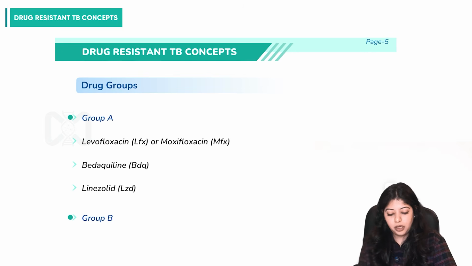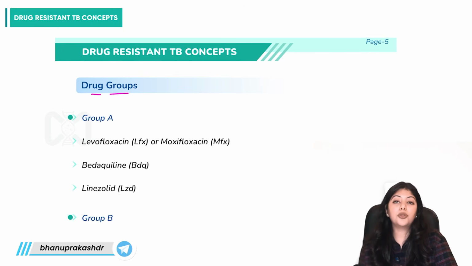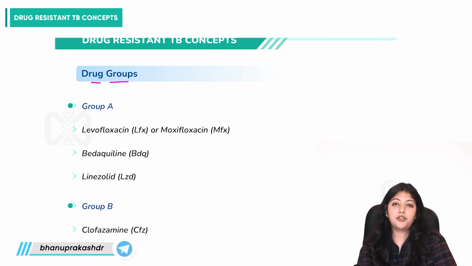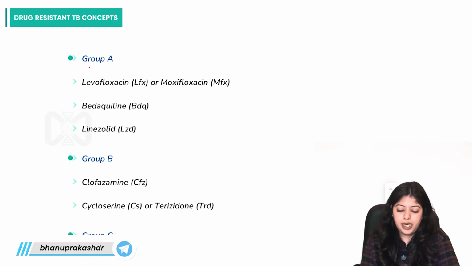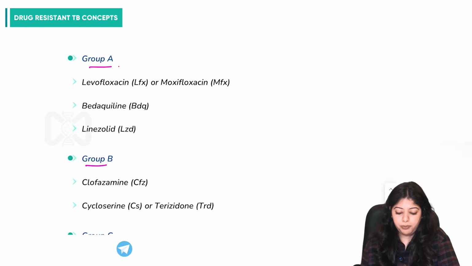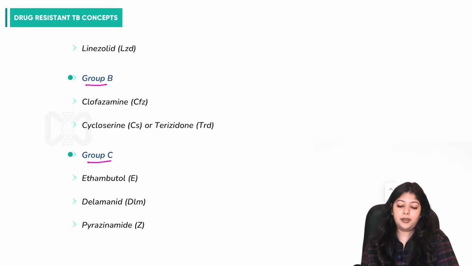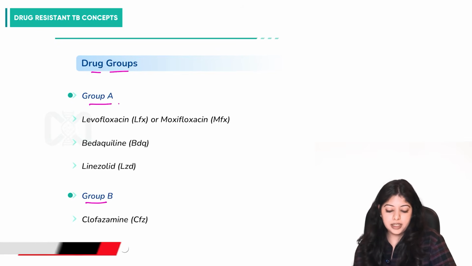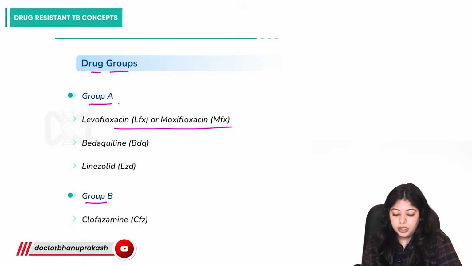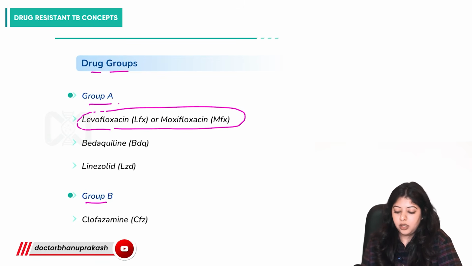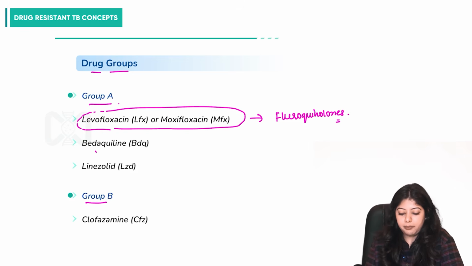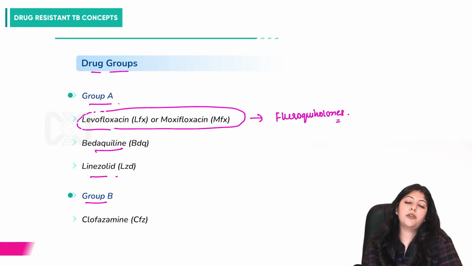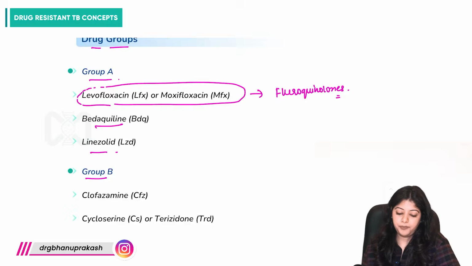So now we'll be talking about the different drug groups which are included in the National TB Guidelines and are used for all the treatment regimes. So we have Group A, Group B, and Group C drugs. Group A drugs, which we have already discussed, include levofloxacin or moxifloxacin. So these are fluoroquinolones. And the other drugs are bedaquiline and linezolid, which we have already discussed in the definitions.